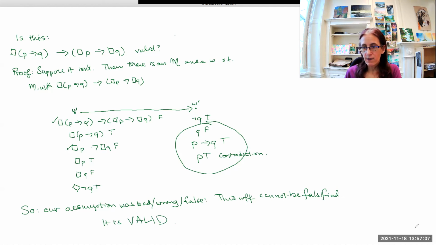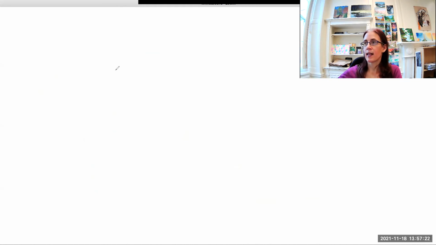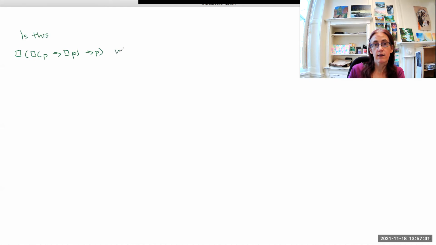So let me see if I can use, I thought there was a way that I could magically create a new sheet on my whiteboard, but it's not working. Oh, well, we will just clear this one and begin again. Let us consider this formula. So necessarily, if necessarily P implies necessarily P, then P. And I need another bracket right there. So is this valid?